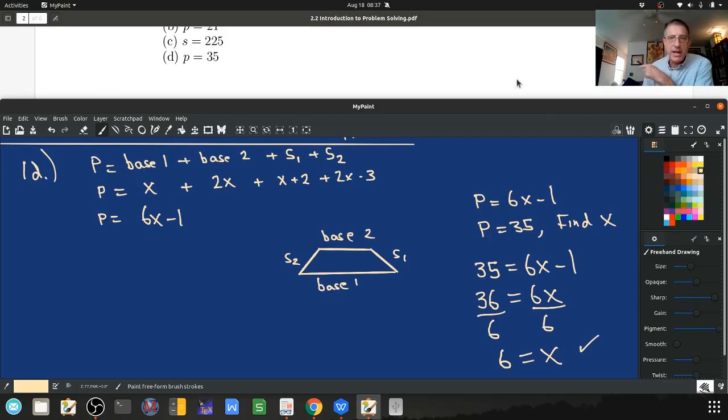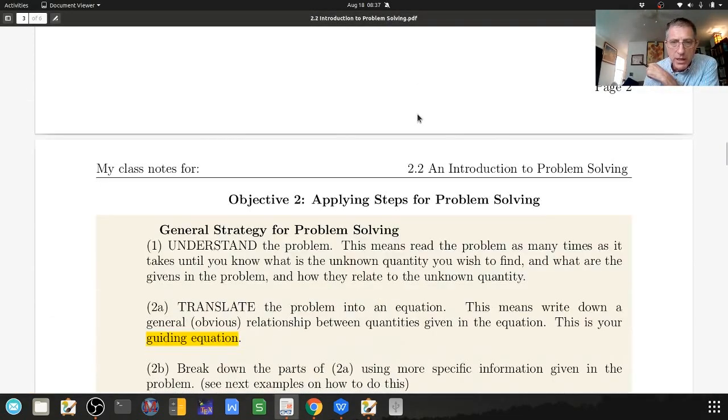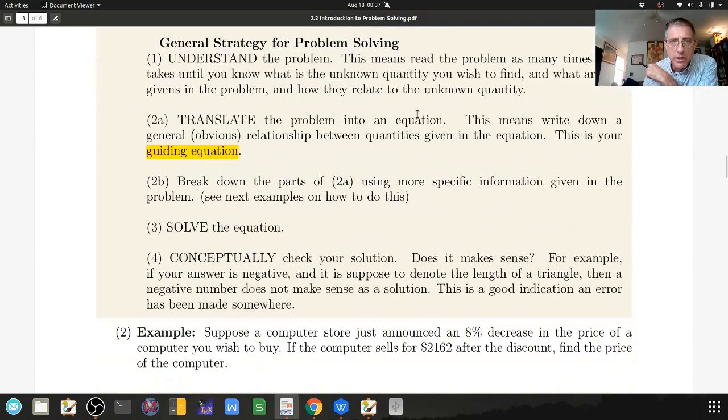Okay, so now let's look at some general steps for solving word problems. Those seemed almost too easy to be true. You've got to read the problem first and understand the problem. What are the givens in the problem? Identify what the unknown quantity is, and find out how the givens, or the knowns in the problem, relate to the unknown quantity. We actually did that right here.